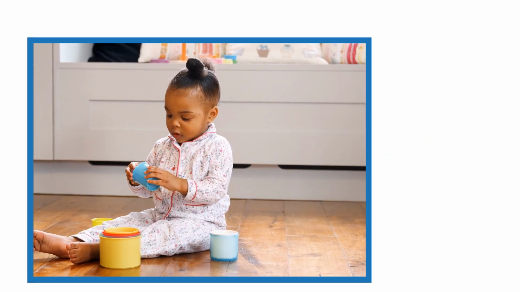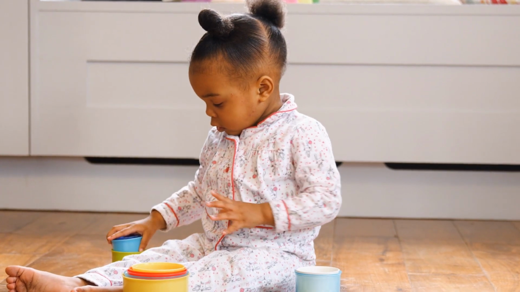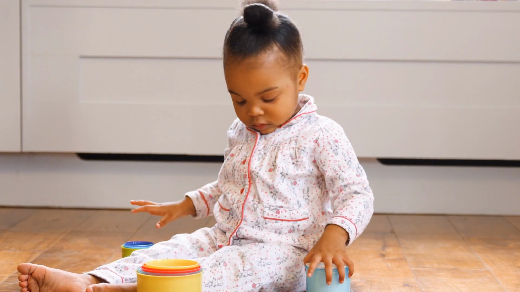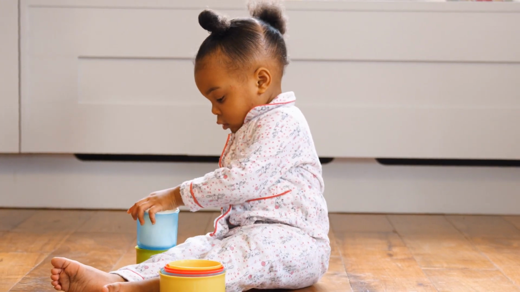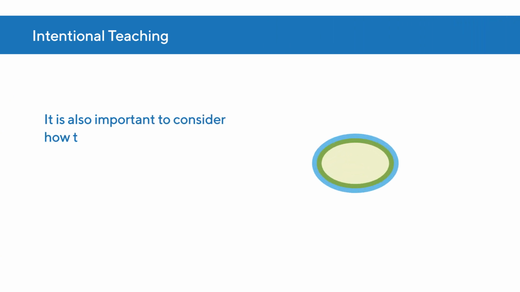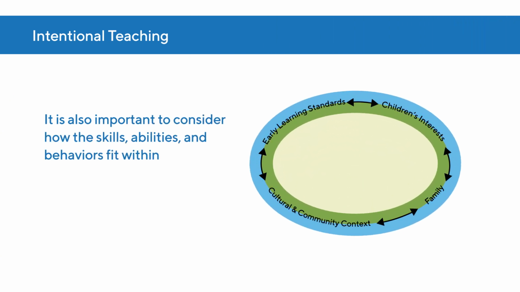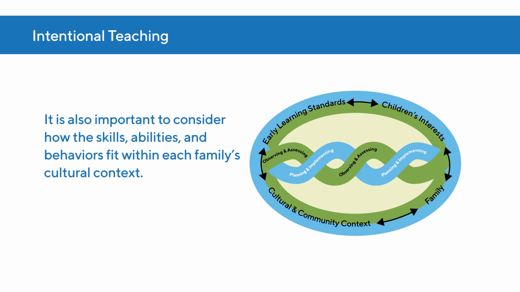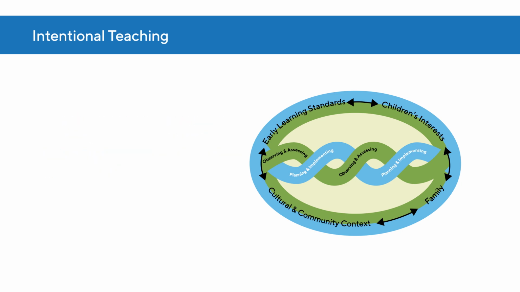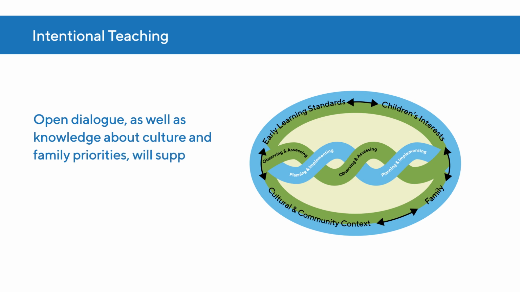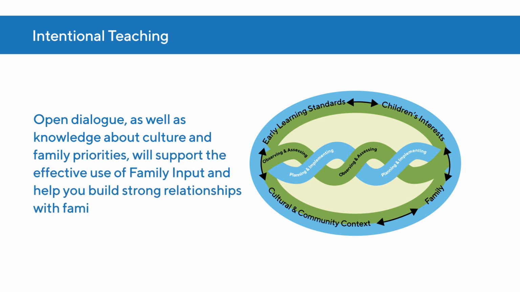These were designed for use during a personal conversation or conference with a family and can be adjusted to include children's names and interests. It is also important to consider how the skills, abilities, and behaviors fit within each family's cultural context. Open dialogue, as well as knowledge about culture and family priorities, will support the effective use of family input and help you build strong relationships with families.